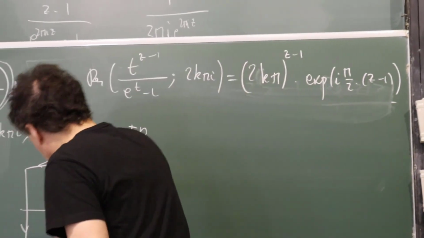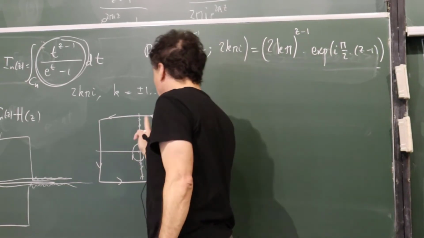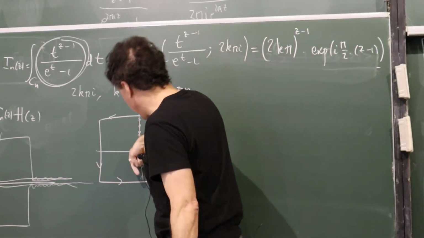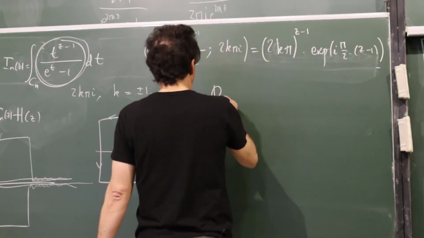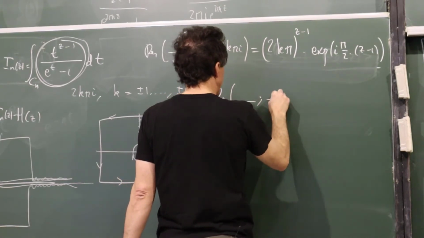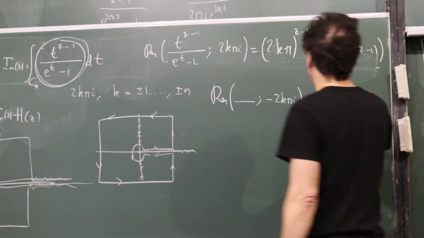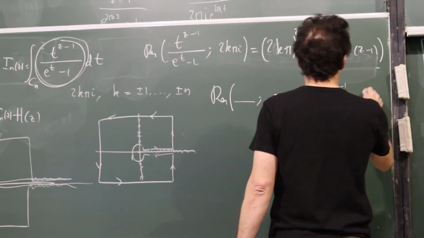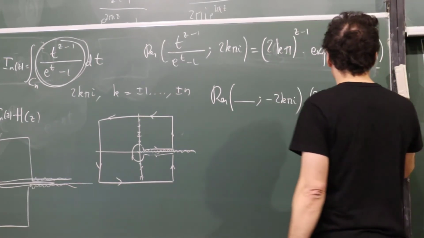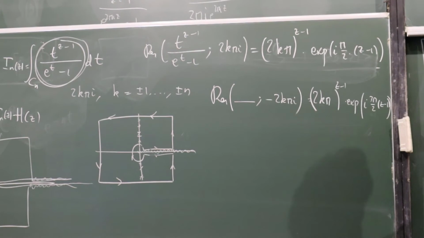And let us observe that at the points on the negative imaginary axis, something has changed. Here we have that the argument is pi over 2, and here the argument is 3 pi over 2. So something here has changed. So the residue of this function at the points minus 2k pi i is going to be (2k pi) to the z minus 1 times exponential of i 3 pi over 2 (z minus 1). Okay? It's going to be that.